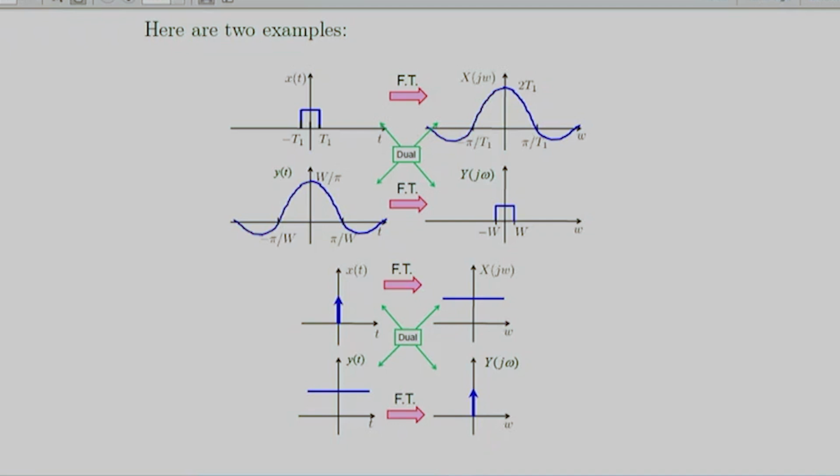Another example that drives home this idea of duality is if you look at an impulse in the time domain, we saw that its transform is a constant in the frequency domain. And we saw that if you take a constant signal in the time domain, its transform is an impulse in the frequency domain. So this idea of duality is a way of formally describing these kinds of pictures where you get the same picture in both domains, but flipped.